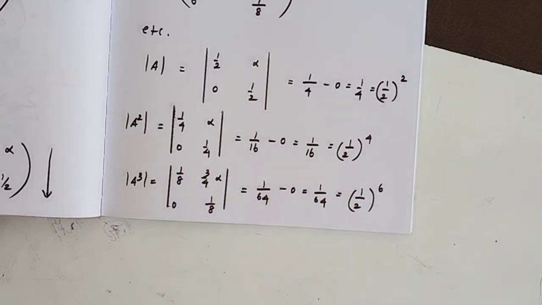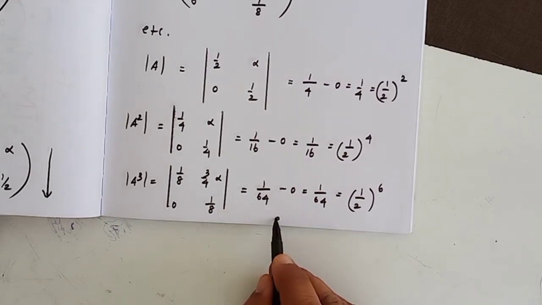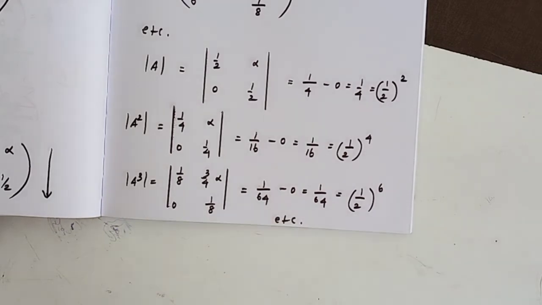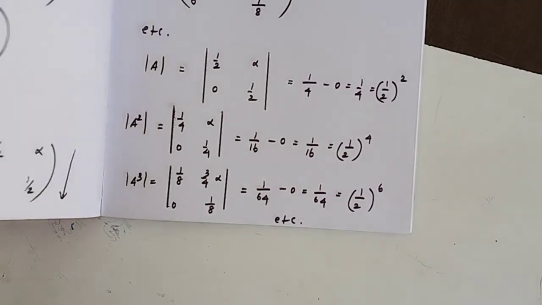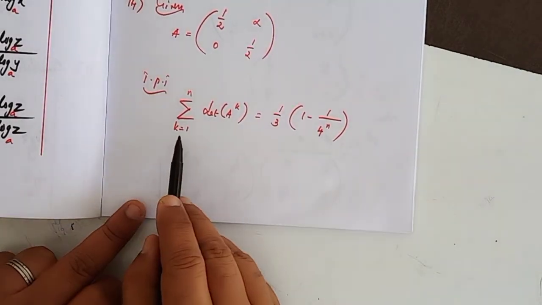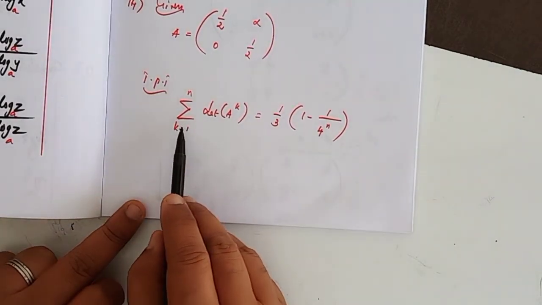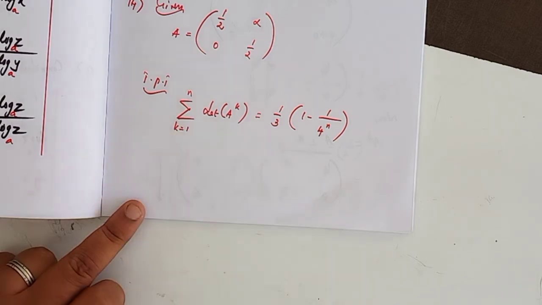Okay, then you put etc. Now you consider the LHS of the proof. Sigma k equals 1 to n, determinant of a power k.